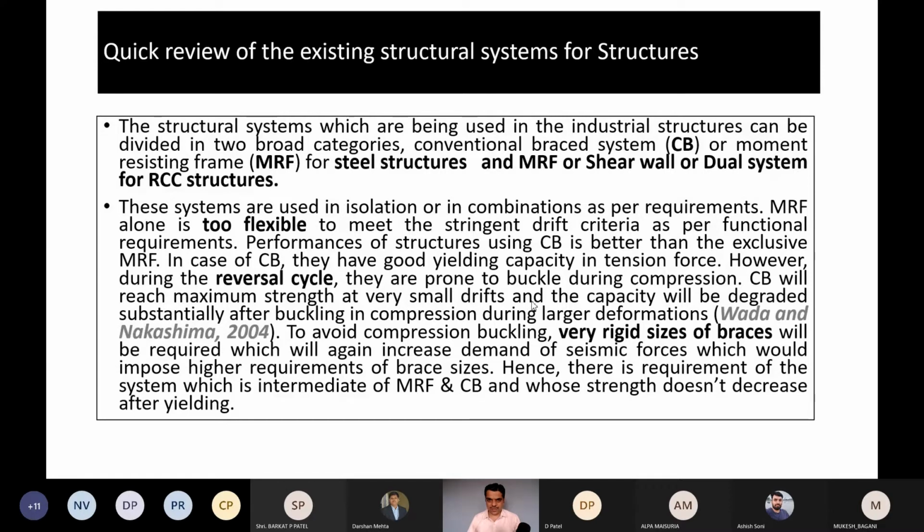Because see what problem happens: my conventional brace, whenever I put it into the structure, will fail in compression. Okay, so to avoid this compression buckling, we will have to increase the size of the conventional brace. So what will happen? My structure will become more rigid, and since it is more rigid, it will again attract higher earthquake force. Because of that, the sizes of the braces are also quite impractical. I'm talking about very heavy industrial structures, or very tall structures, and hence there is a requirement for a system which is intermediate between the moment resisting frame and the conventional brace, and whose strength, let's say, doesn't decrease after yielding.